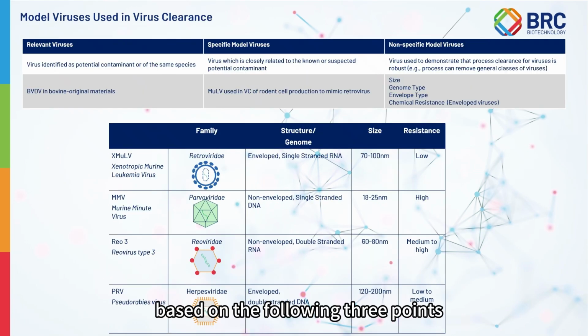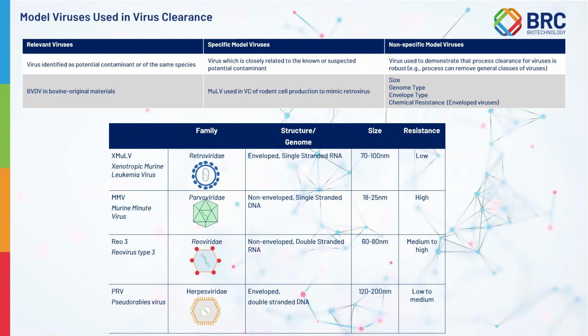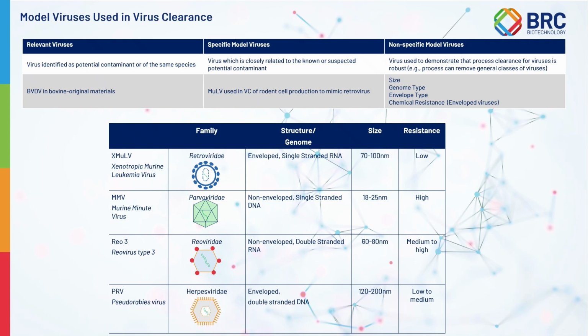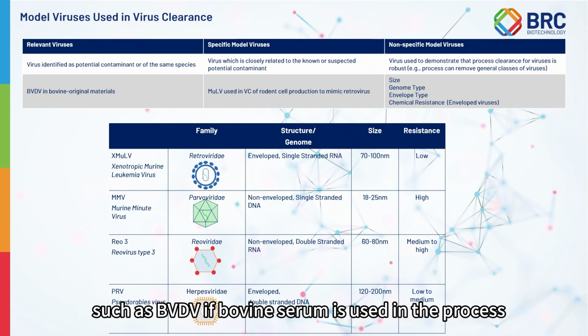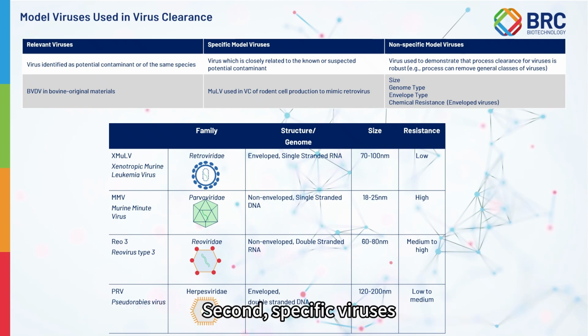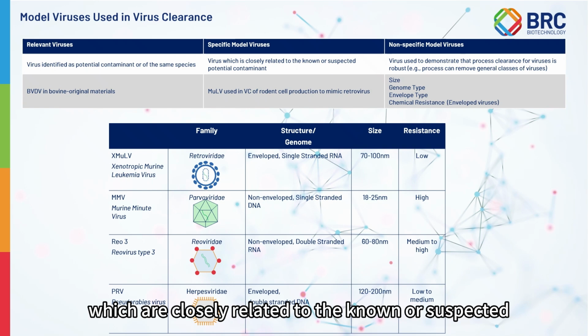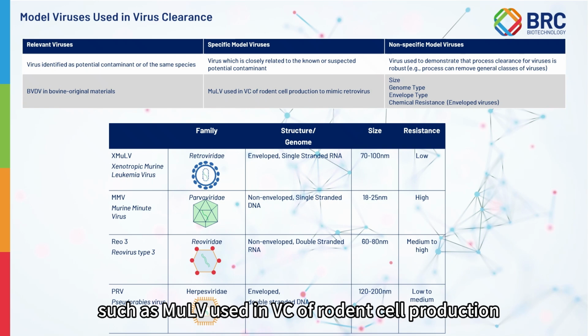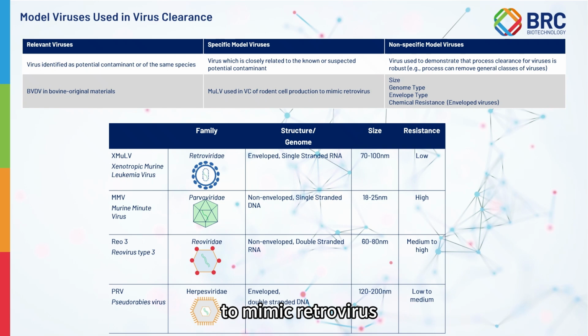Model viruses are selected based on the following 3 points. First, relevant viruses identified as potential contaminants or of the same species, such as BVDV, if bovine is used in the process. Second, specific viruses, which are closely related to the known or suspected potential contaminant, such as MULV used in VC of rodent cell production to mimic retrovirus.